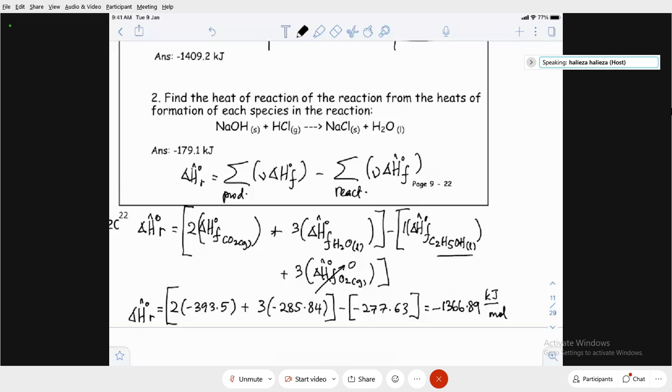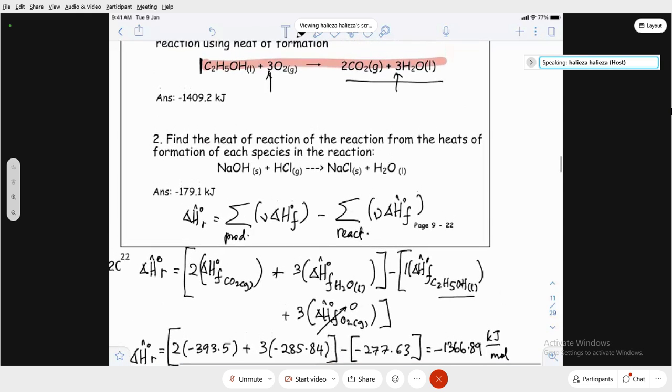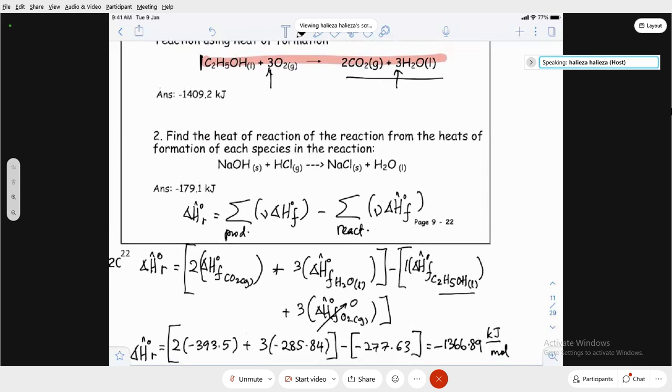So that's plus 277.6. The rest of you guys, please do the calculation and check. Yeah, I think I got the same negative 1,366.89. Did I make any mistake, guys? Okay. This is your equation. You have two carbon dioxide. Okay, I got two over there.